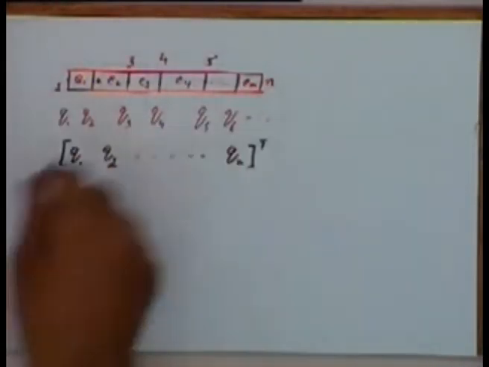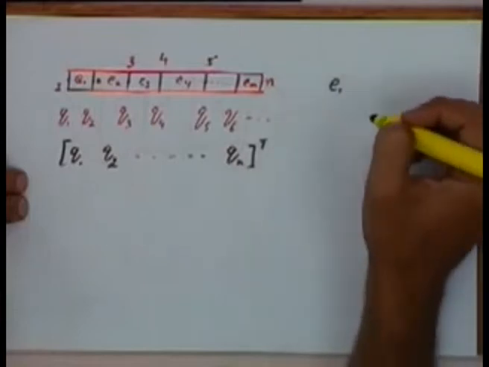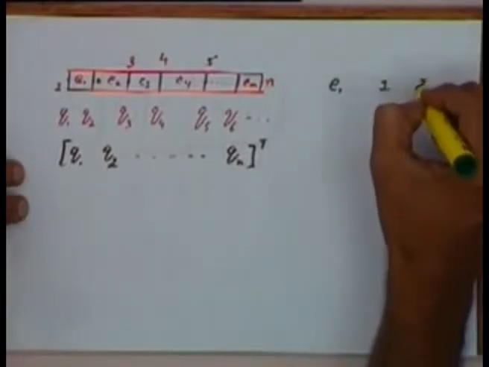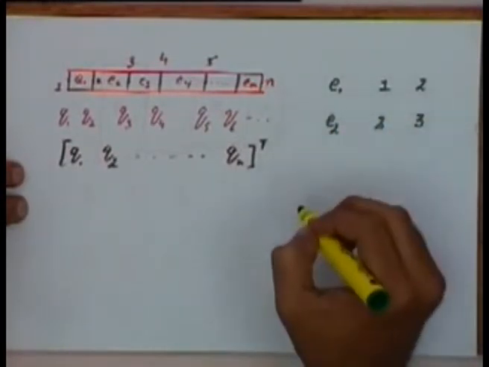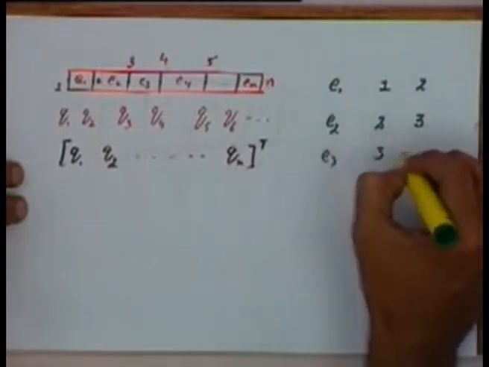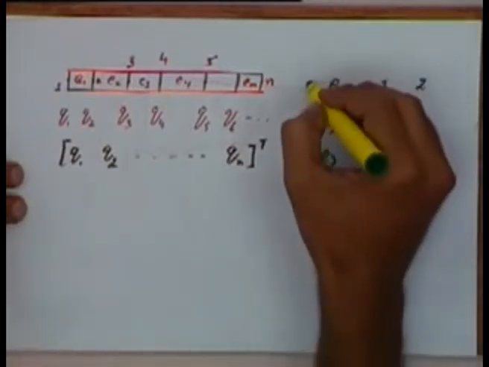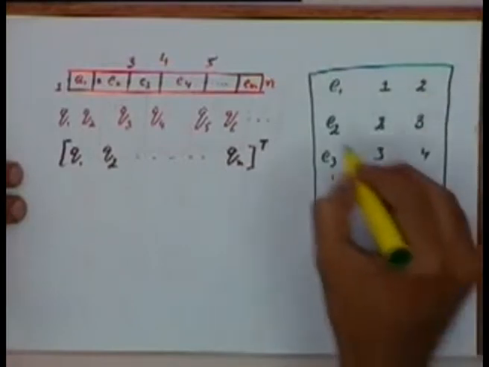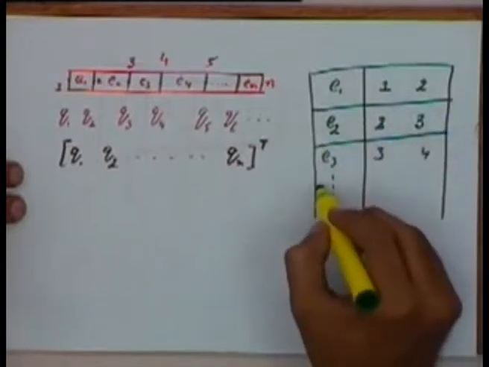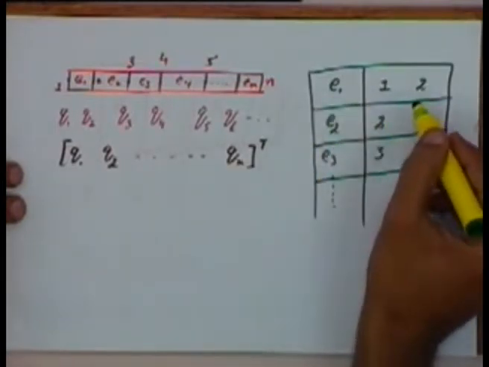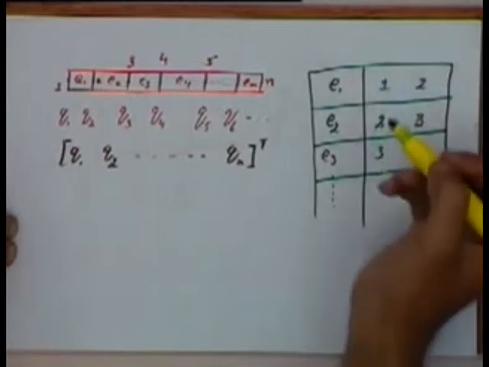Now for this set of finite elements, we can say that the element E1 is connected between nodes 1 and 2, the element E2 is connected between nodes 2 and 3, E3 is between 3 and 4 and so on, okay. So this table is defining the adjacency relationship between elements and nodes. It is defining the position of different elements and that of the different nodes, okay. We will be making use of this table later on.